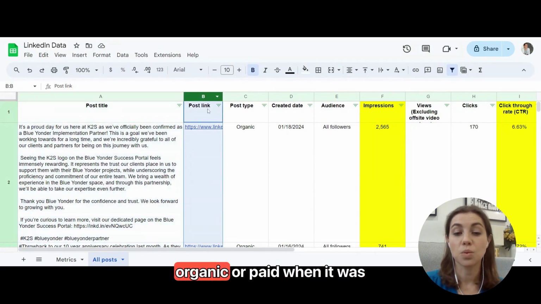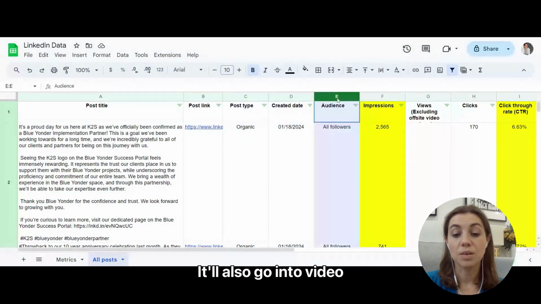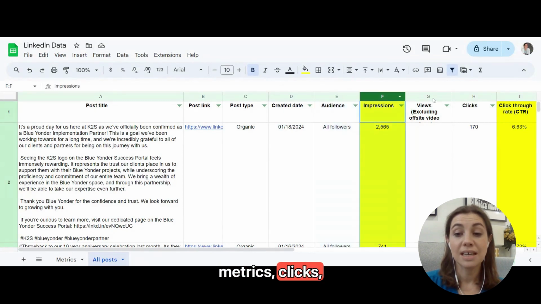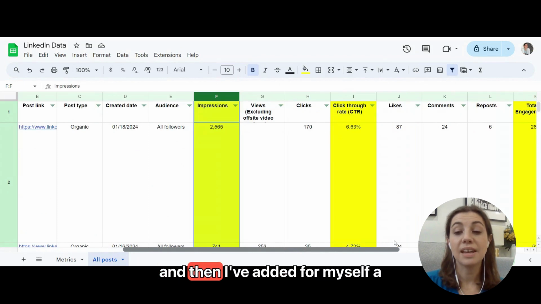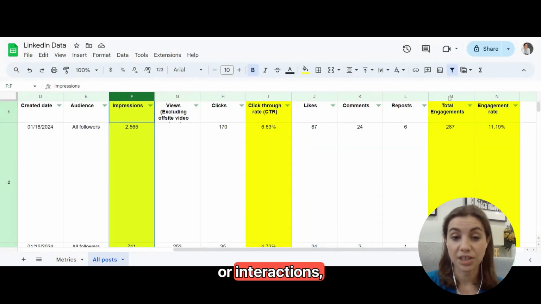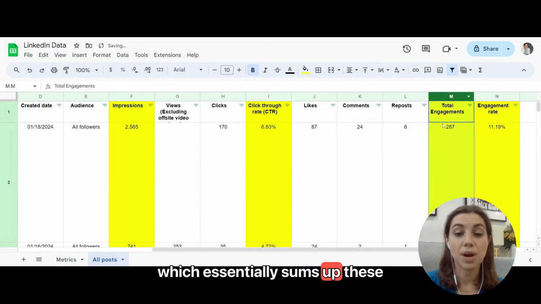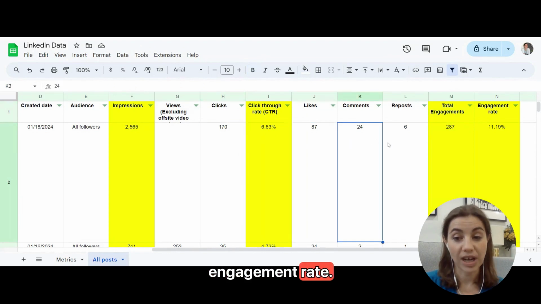You can see whether it was organic or paid, when it was posted, who the audience was, what the impressions were. It'll also go into video metrics, clicks, the click-through rate, likes, comments, reposts. And then I've added for myself a column called total engagements or interactions, which essentially sums up these 4 columns per post. And then we've got the engagement rate.